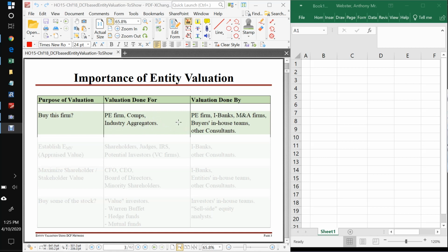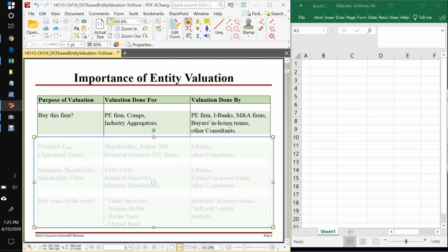And in these cases, when we're asking this question, do we want to buy the firm? The valuation could be done by a PE firm, or an investment bank for an industry aggregator. They might pay an investment bank to do it for them. If an M&A firm is pitching to, for example, JetBlue, that maybe they should buy United Airlines, they would go ahead and do that as part of their pitch. And in-house teams for industry aggregators might do it themselves. And there are other consultants that do valuations. West End Advisors, my firm, has done valuations for some small companies, for example.